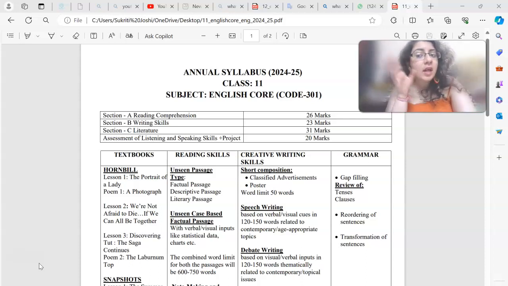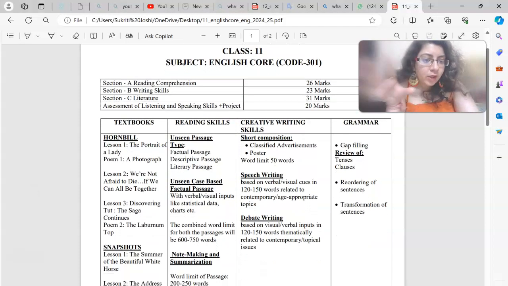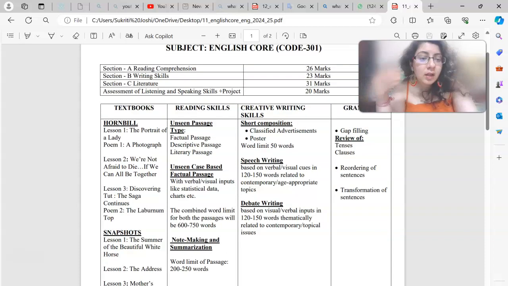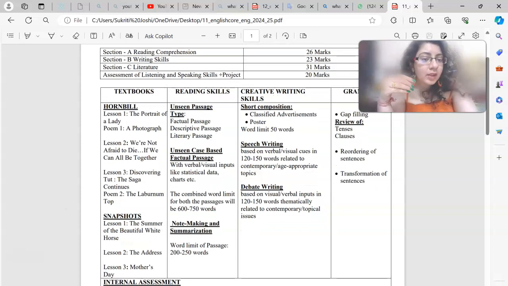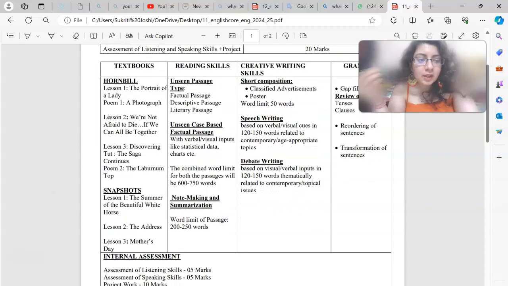Now the textbooks that you have in your course. The first textbook is Hornbill. The first lesson is The Portrait of a Lady. Then you have one poem, A Photograph. Then lesson 2, We're Not Afraid to Die If We Can All Be Together. Then lesson 3, Discovering Tut: the Saga Continues. Then poem 2, The Laburnum Top.